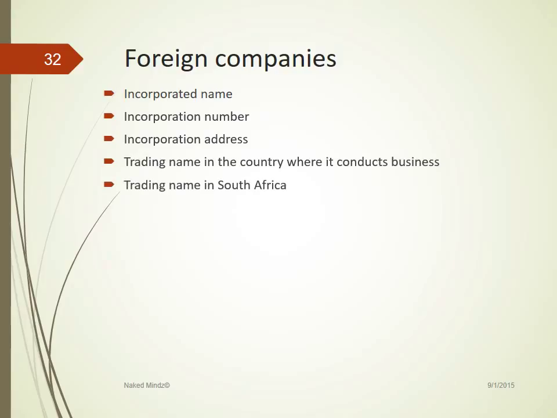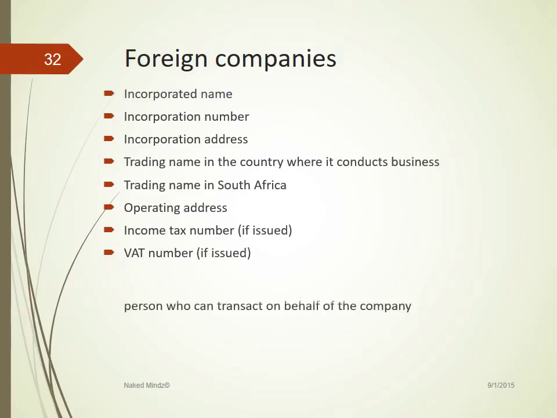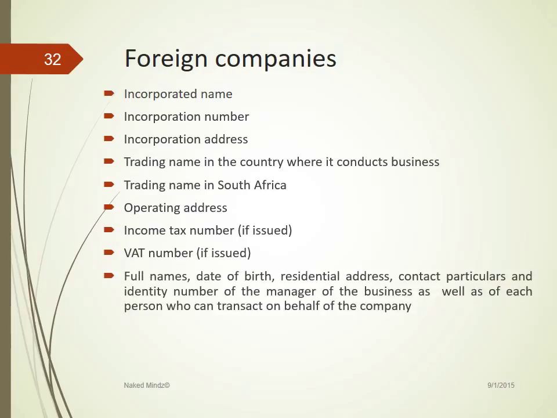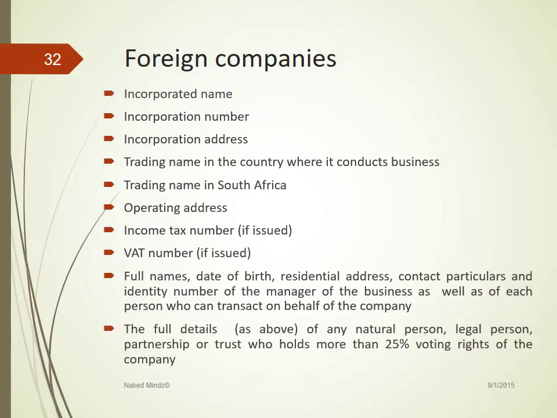The trading name in South Africa, the operating address, and the income tax number. Income tax and VAT registration numbers can be verified by checking against any document issued by SARS that has the business details and tax numbers. The VAT number if issued, and full names, date of birth, residential address, contact particulars, and identity numbers of the manager of the business, as well as each person who can transact on behalf of the business. The full details as above of any natural person, legal person, partnership or trust who holds more than 25% of voting rights in the company.